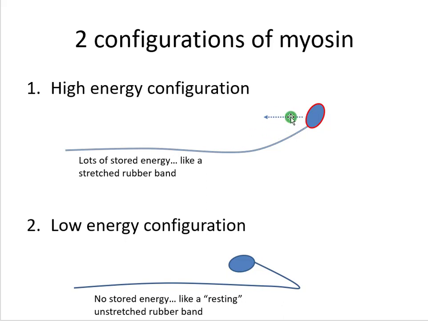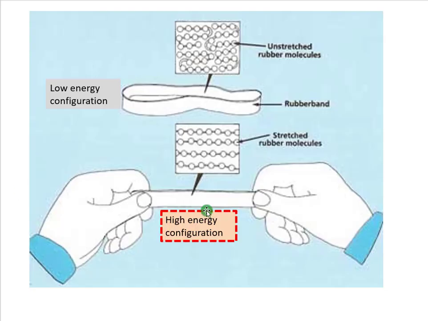This myosin head really wants to go out in this direction, because there's stored energy here. If you were to let go of one end of the rubber band, so to speak, we let go of this end, then that hinge is right over here at the neck, and then we have, at rest, the low energy configuration. So again, lots of stored energy like the stretched rubber band, and a low energy configuration. So that's how we end up thinking about myosin.